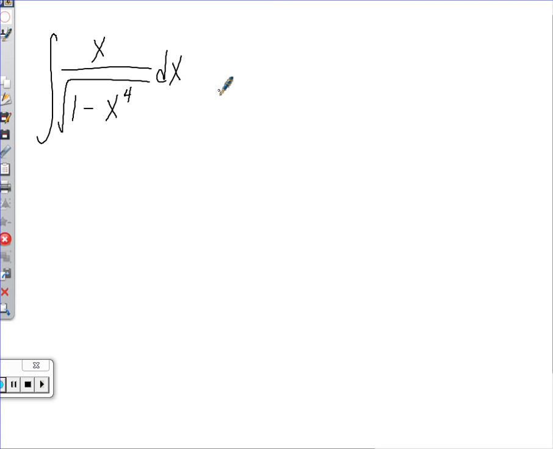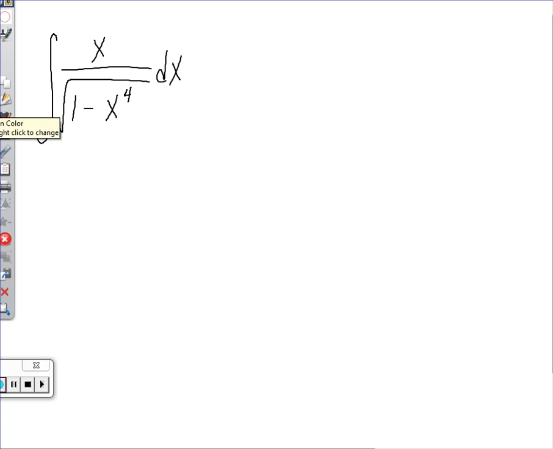Still has x up top. Has all kinds of things. Is this an arcsine problem? No. That's good.